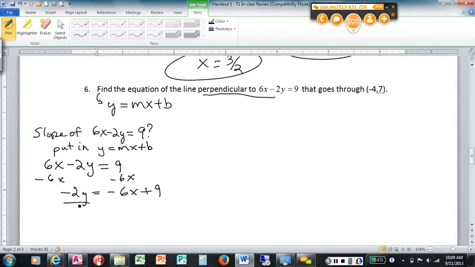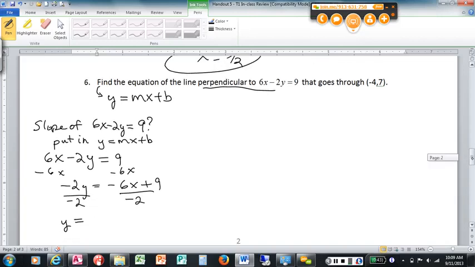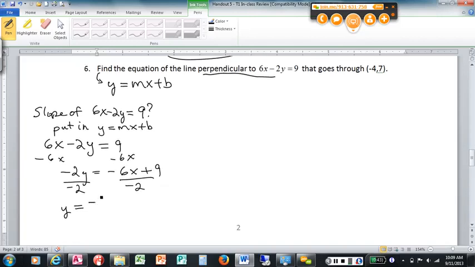Then divide by the negative 2. And so that's y equals negative 6x divided by negative 2 and positive 9 divided by negative 2, which gives me y equals 3x minus 4 1/2, 9 halves, however you want to write that. Now I can clearly see my slope of this line. Slope of this line is 3.